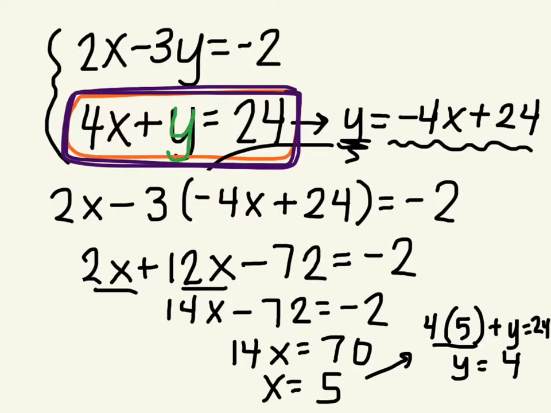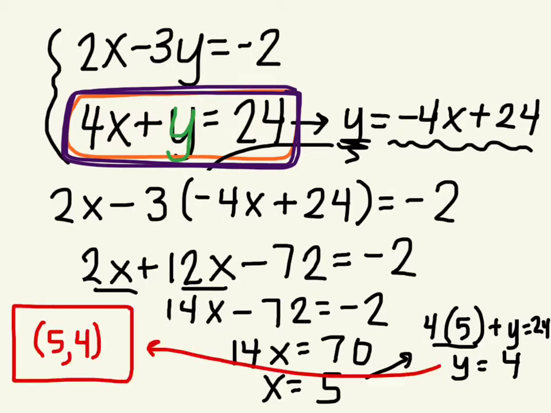Therefore, the solution to this system of linear equations is the coordinate point of 5, 4, meaning the x value is 5 and the y value is 4. Again, that is the point where our two lines intersect. This is the solution to our system of linear equations.